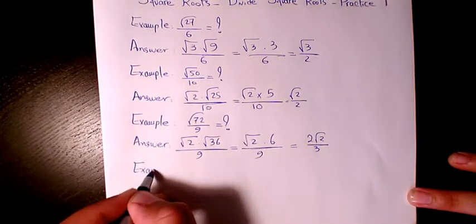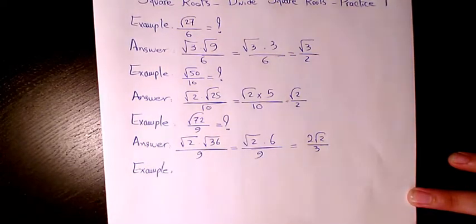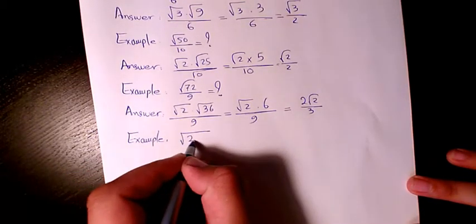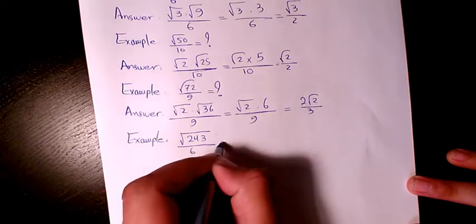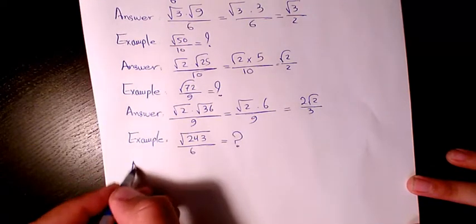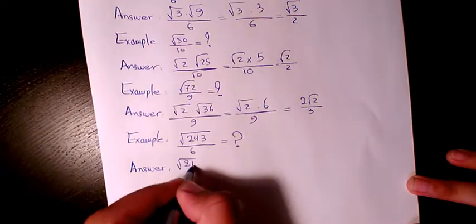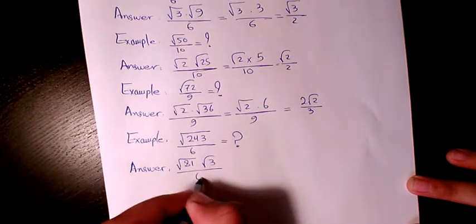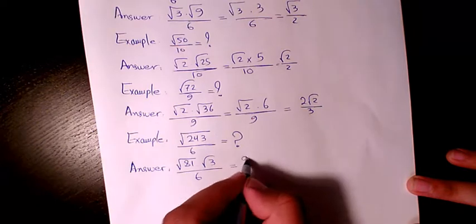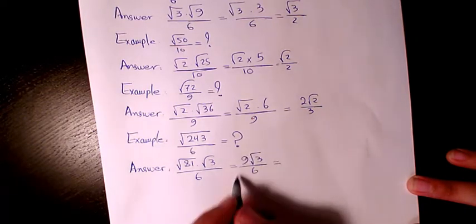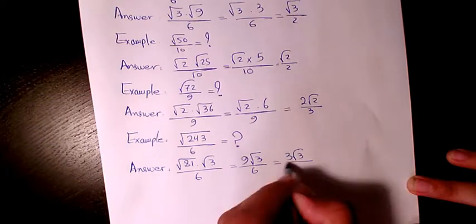Next example, it will be square root of 243 divided by 6. Answer is root 81 times root 3 divided by 6. Root 81 is 9, so we have 9 root 3 divided by 6. Divided by 3 is going to be 3 root 3 divided by 2.